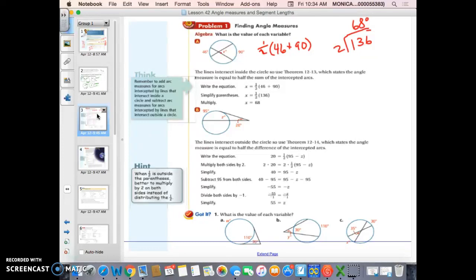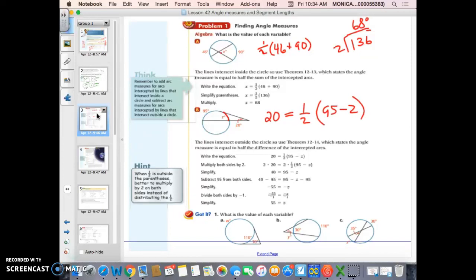Now if we notice, this here is outside the circle, so it's going to be a subtraction problem. However, we're looking for an arc measure, so let's remember that when we're writing our equation. So we know that 20, which is our angle measure, is going to equal 1/2 of 95 minus z. And we don't know what z is.